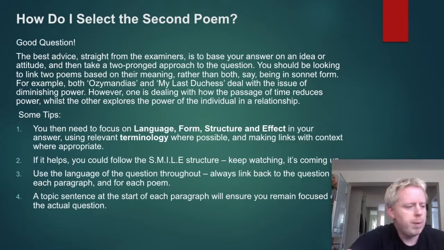But reversing up a little bit, how do I select the second poem? That's a good question. The best advice, straight from the examiners, is to base your answer on an idea or attitude, and then take a two-pronged approach to the question. So you should be looking to link two poems based on their meaning or their ideas, what their topic is, rather than how they're structured or them both being in a sonnet form, for example. So both Ozymandias and My Last Duchess deal with the issue of diminishing power, lessening power.